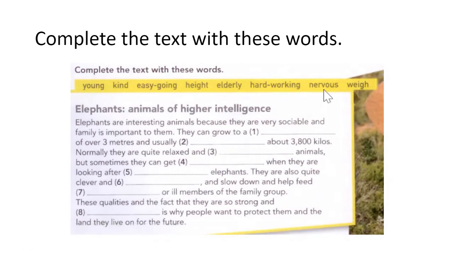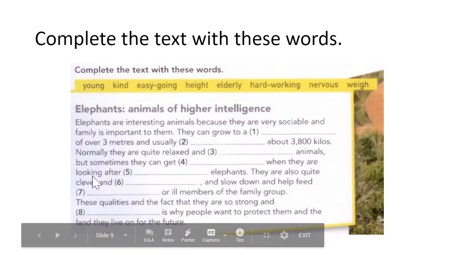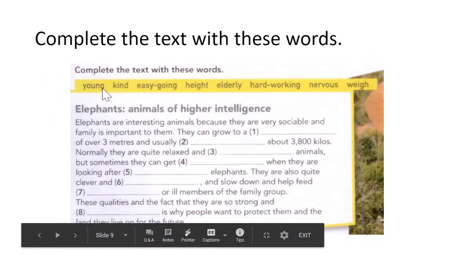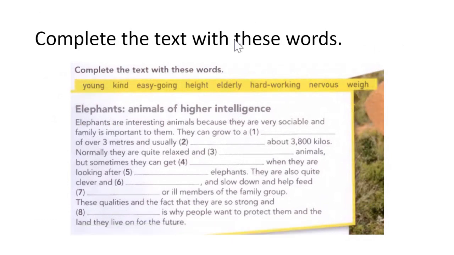Benda negatif. Nervous kot. Nervous ni macam rasa anxious sikit. Macam cemas. When they are looking after young elephants, elderly elephants, I tak pasti. You kena baca. You tengok baca. You try to do. Okay? The time now is already 16 minutes, 17 minit dah. So we are going to rush a little bit.